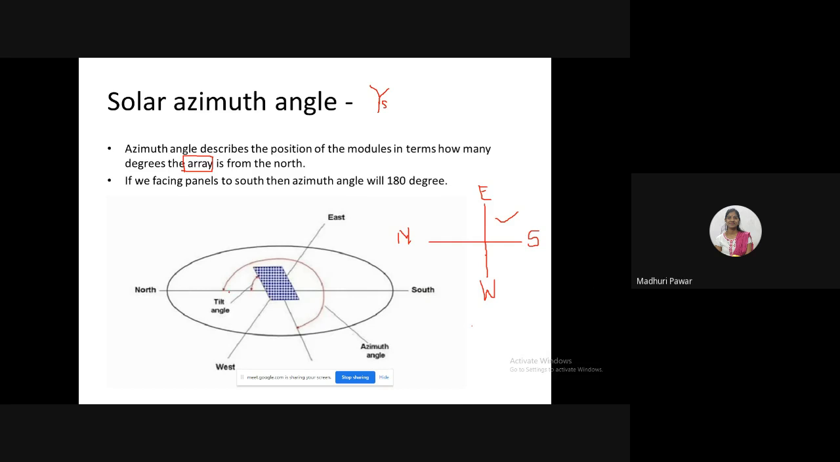So what is the azimuth angle? It is the measurement of the angle from the north towards the perpendicular of the solar panel. This angle is the azimuth angle. The azimuth angle describes the position of the panels in terms of how many degrees the array is from the north. So what is the benefit of measuring the solar azimuth angle? We can understand the angle of the solar array from the north side. This is called the solar azimuth angle.